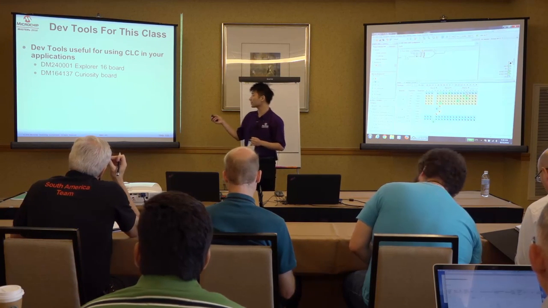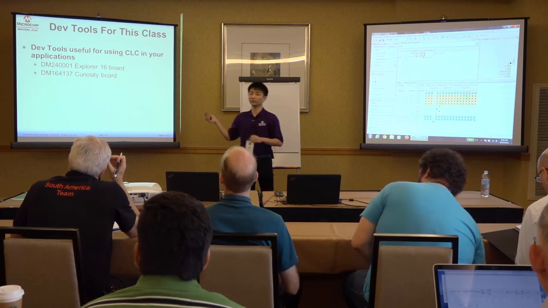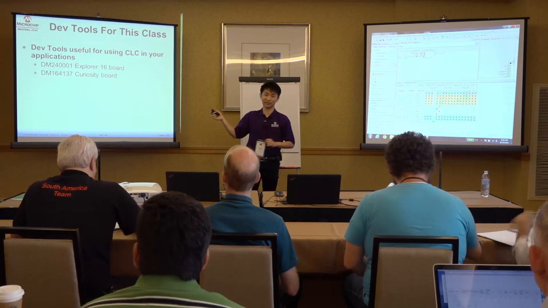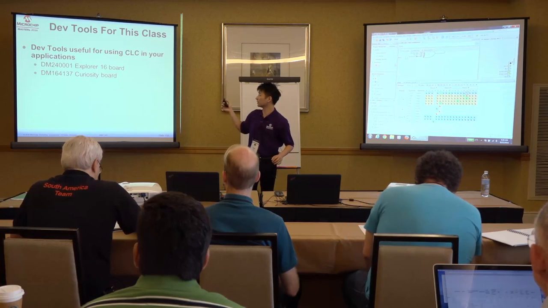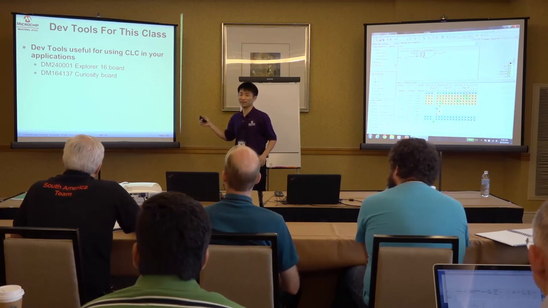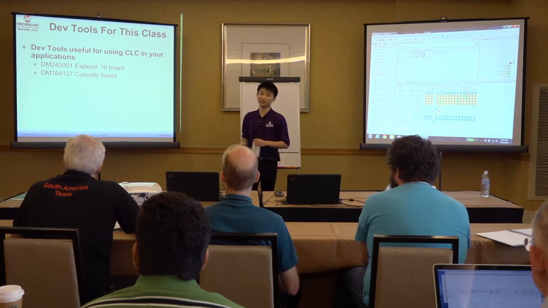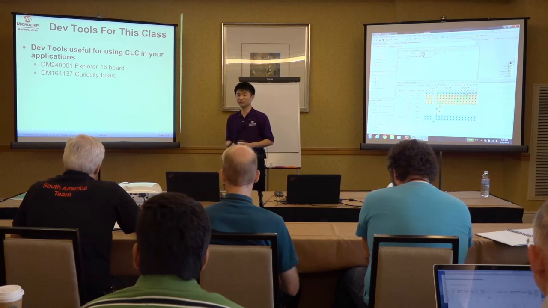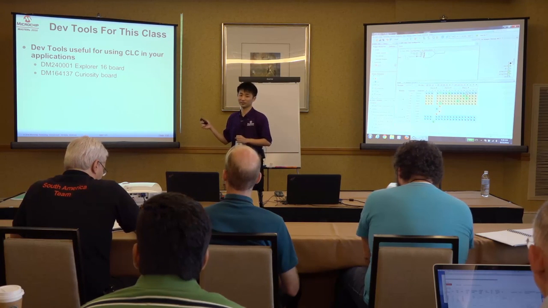All right, and here are the dev tools we're going to use for the open lab session. We're going to use the Explorer 16 for the 16-bit lab, and the Curiosity board for the 8-bit lab. Also, we're going to use the MikroElektronika RGB light click to do the RGB light lab.